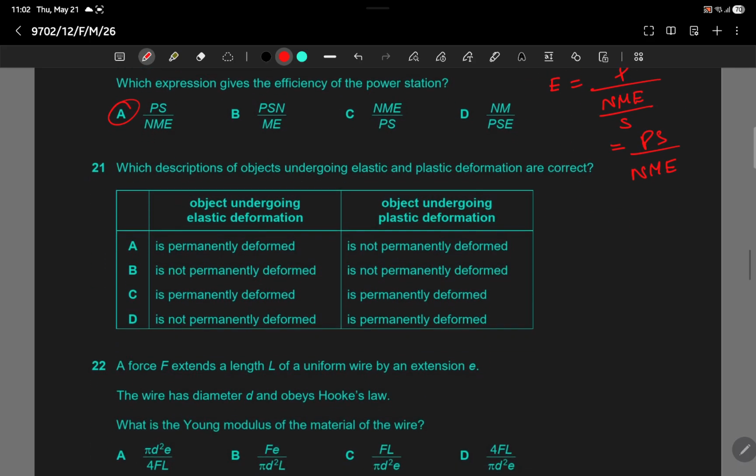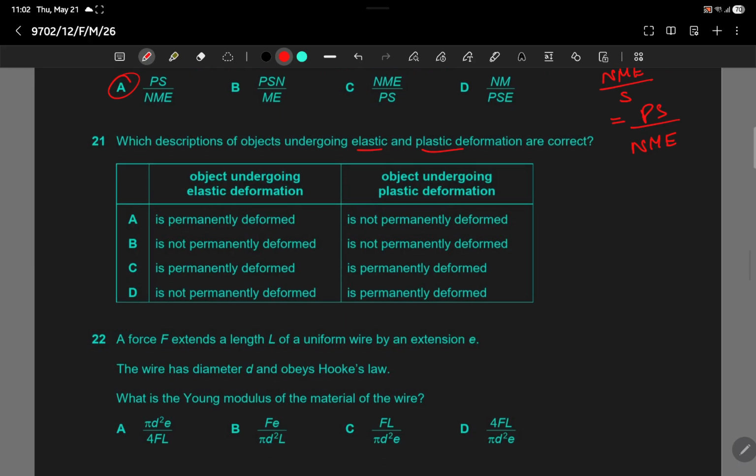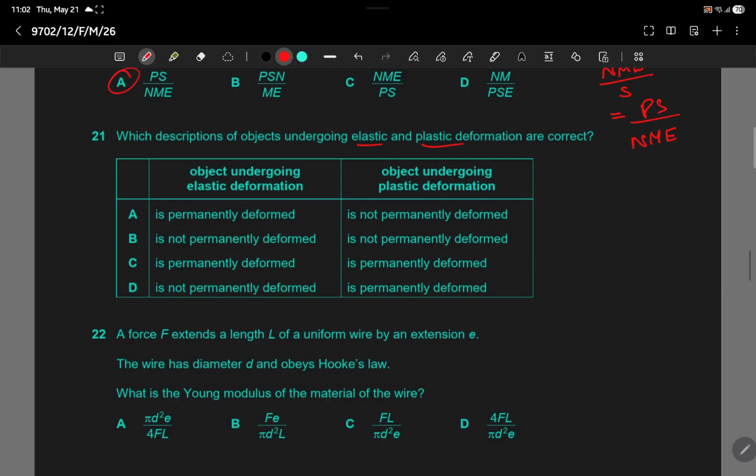Now, next question, 21. Which descriptions of objects undergoing elastic and plastic deformations are correct? So what does A mean? Object undergoing elastic deformation is permanently deformed. No, that's not true. It goes back. Object undergoing plastic deformation is not permanently deformed. This is also wrong. This one should be permanent.